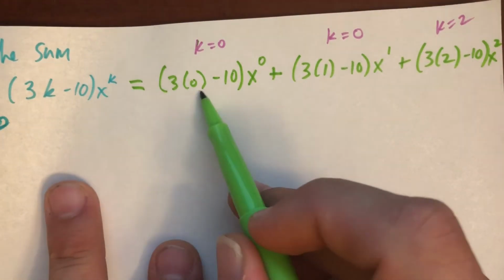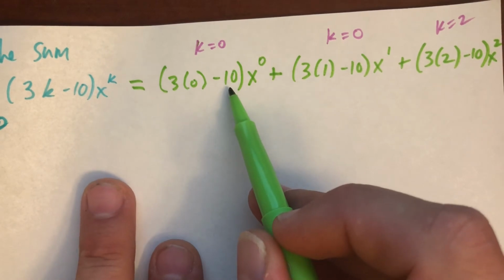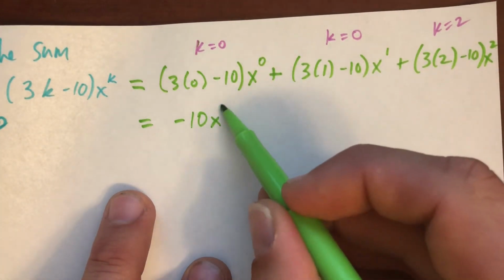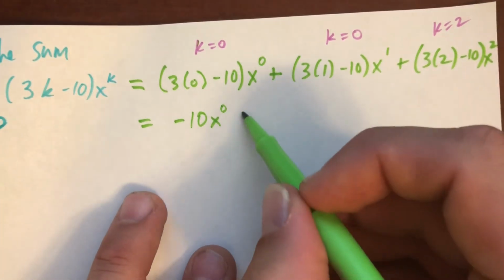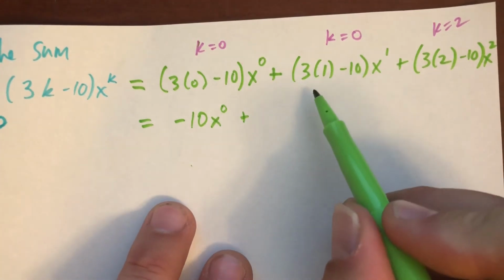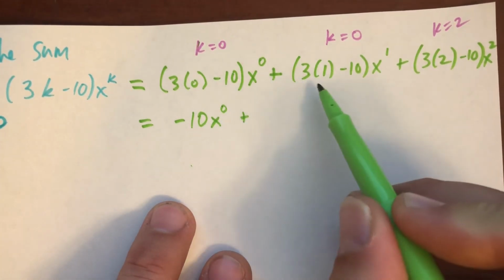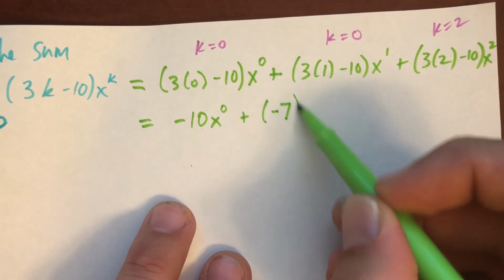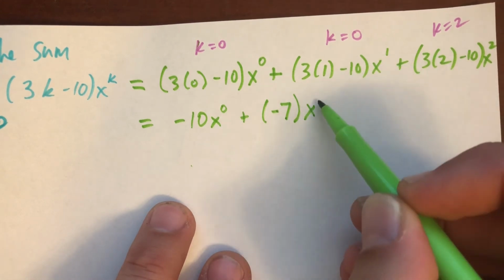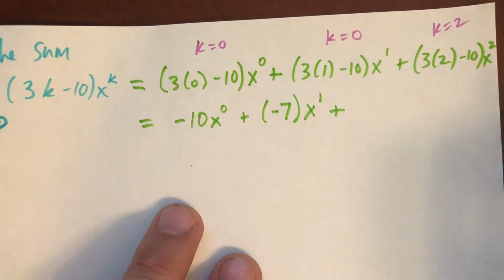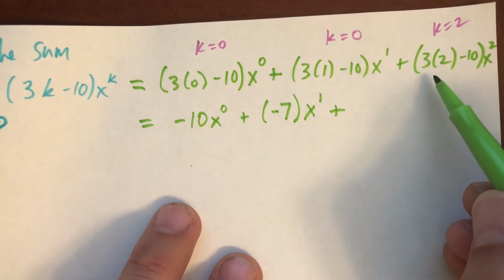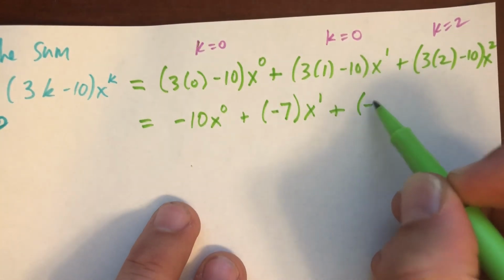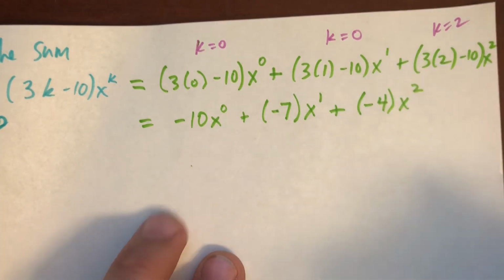So we've got 3 times 0 is 0. Minus 10 would be negative 10. Okay, and x to the 0 is just 1, isn't it? But we'll mess with that in the next step here. Okay, so then we have plus 3 minus 10, so that's negative 7 times x to the 1, so that's x to the 1. Okay, then we have the next one. We have 6 minus 10 would be negative 4 times x to the 2.